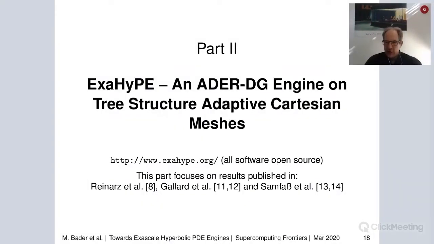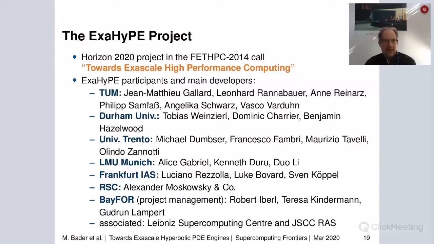So with that part on SeisSol closed, I want to have a look at a second software that we are developing, called ExaHyPE, which stands for Exascale Hyperbolic PDE Engine. The software is again open source. You can find it on exahype.org. ExaHyPE was produced in a joint project of 7 partners in the Horizon 2020 project. I sketched the partners and the names here, so I trust that you can read through these offline if you want.